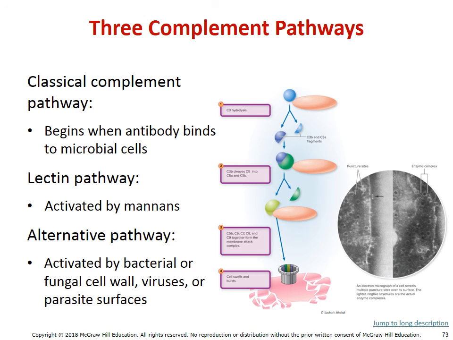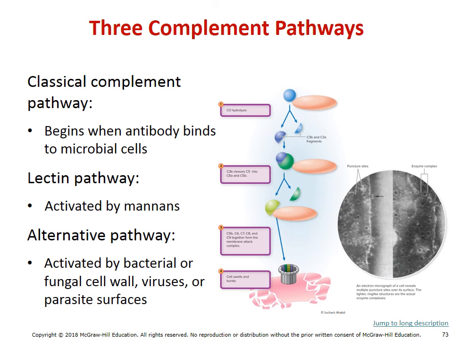The classical pathway is named as such because it was one of the first discovered, where an antibody binds to a microbial cell and promotes then the activation of complement. The lectin pathway can be activated by mannins, and the alternative pathway is activated by bacterial or fungal cell walls, viruses, or parasite surfaces. The idea is the microbe itself activates it.